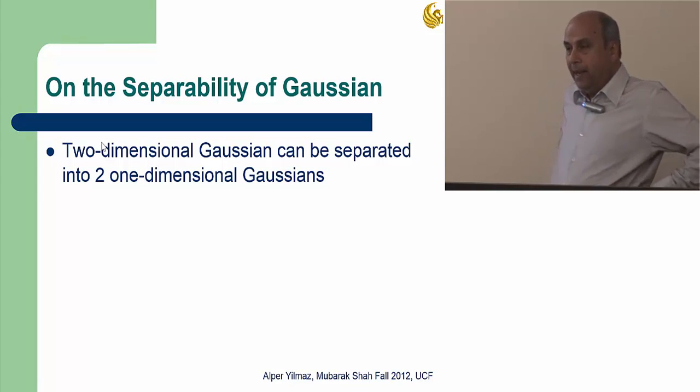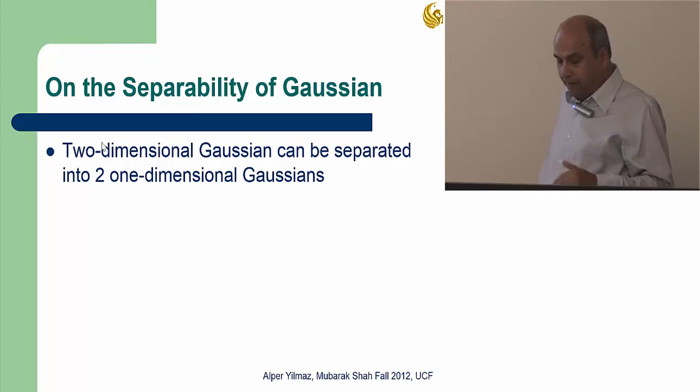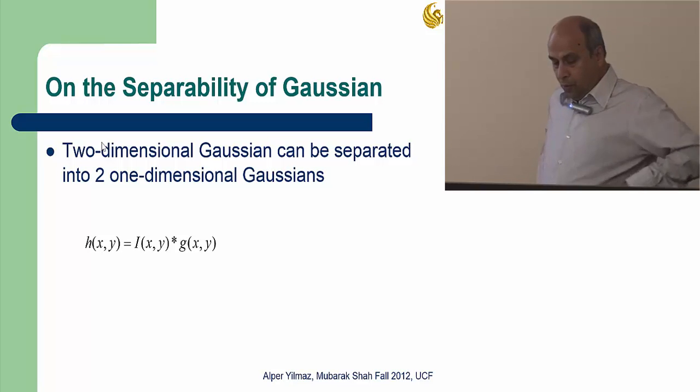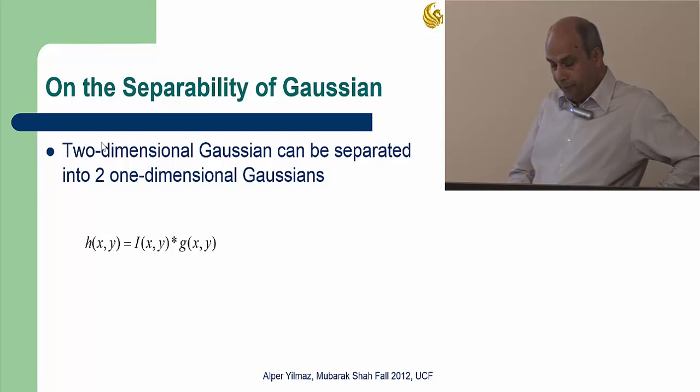So now, as we have been talking about, the Gaussian is a separable filter, which means we can do this in 2 one-dimensional filters.